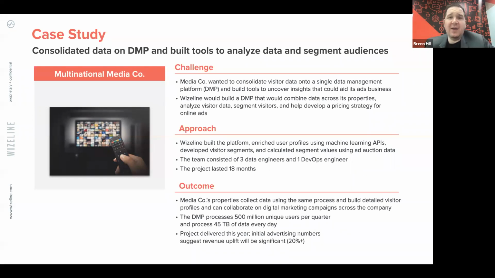So we spent some time with them. We did a lot of investigation, and we built this platform. We took their user profiles, we used machine learning, we segmented things, and then we used those segments to help adjust ad auction data and to know which ads to buy for the lower costs. Okay, it took about 18 months with a small team, but the revenue impact was significant. It looks like about 20%. So we have a project that results in a 20% increase in revenue, which for a large company is a substantial sum of money. So that's the impact that you can have.